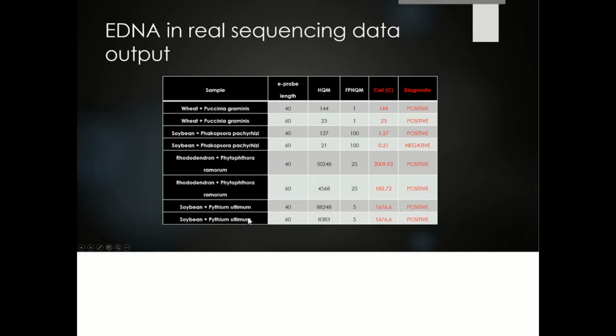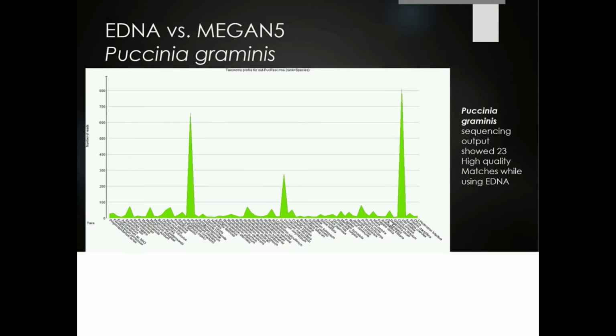With 60 also positive, with 50 multimum, positive and positive. This would be a table that we will get at the end of the analysis, and then it will tell us if it's either positive or negative for the specific pathogens.